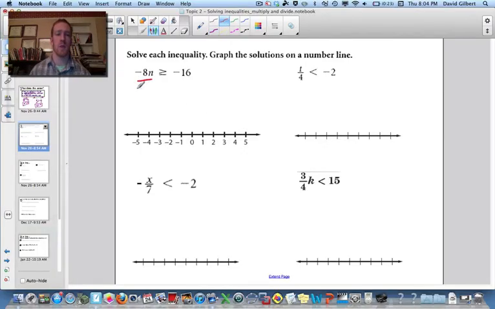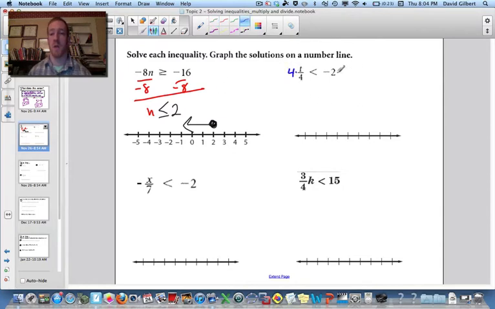So a few more examples. Divide by negative 8, right? You remember this stuff. N is greater than or equal to, whoops, almost made a mistake. See, if you go too fast, you're going to forget. I almost did. So now we got n is less than or equal to, because I divided by a negative 8, 2. So closed circle at 2, pointing that way.